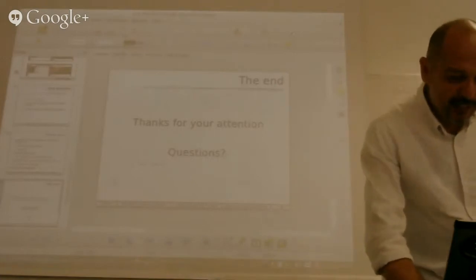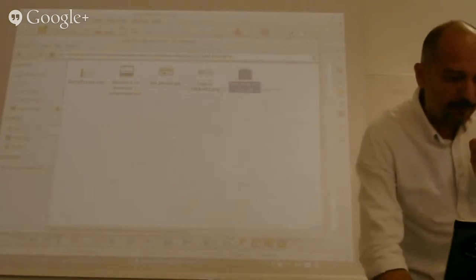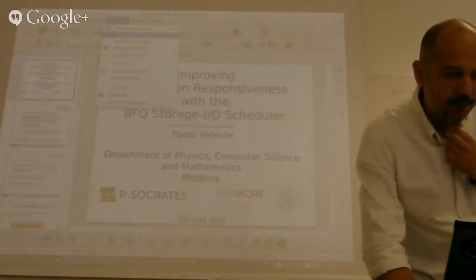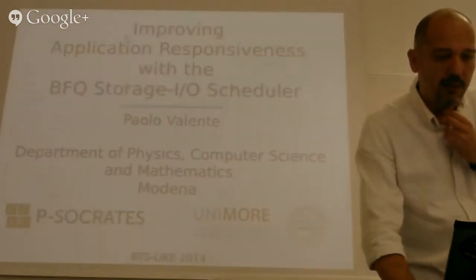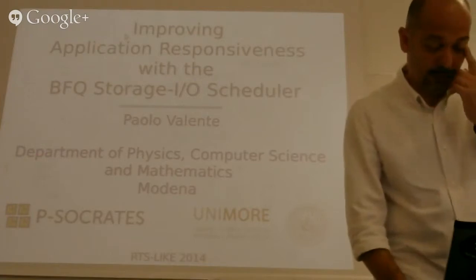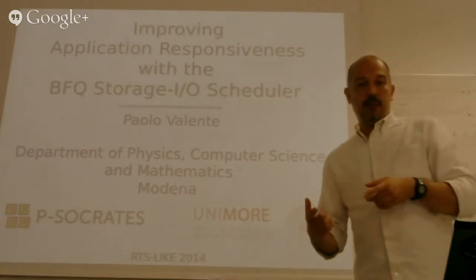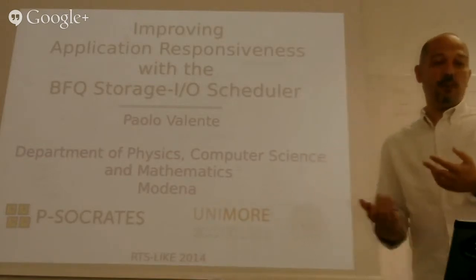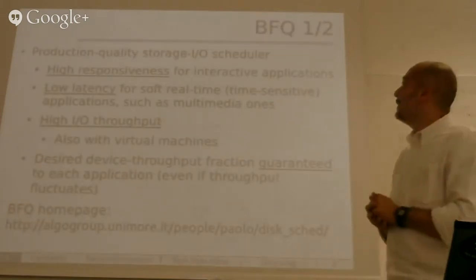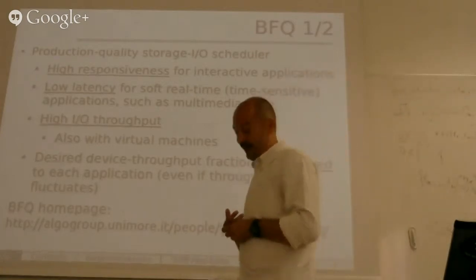Okay, and so for the other part, is this machine connected to the internet? Yeah. Okay, so maybe I will use one of the links. So this is instead a scheduler for storage I/O. It's called BFQ again, with a lot of fantasy. What is this other scheduler? I think it's a production quality scheduler.